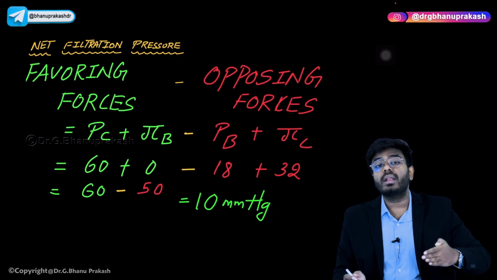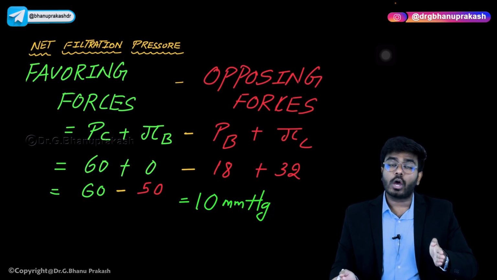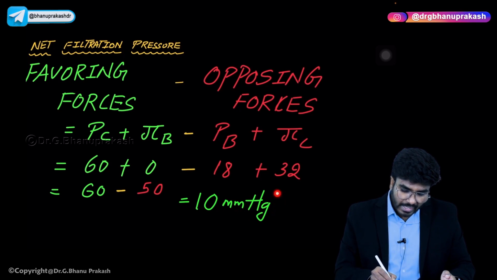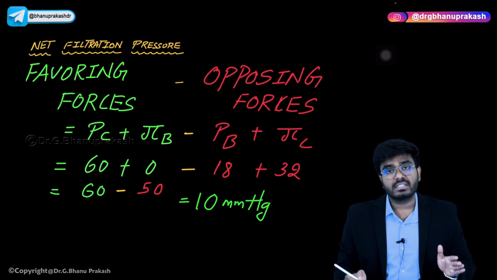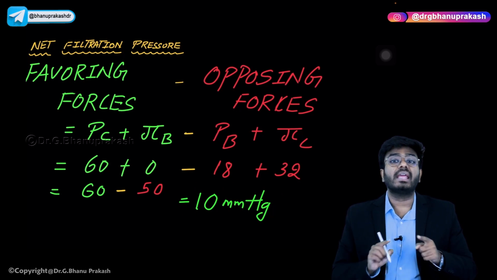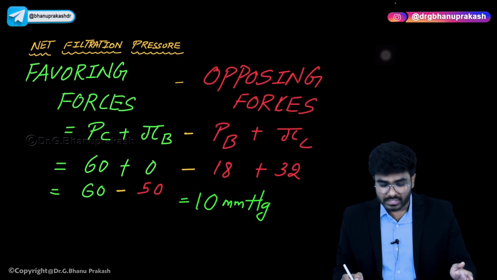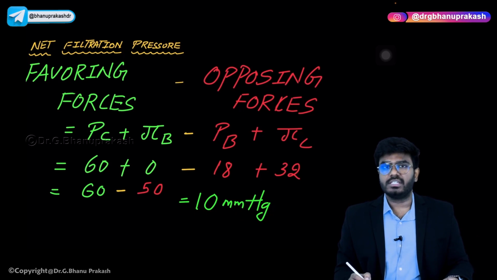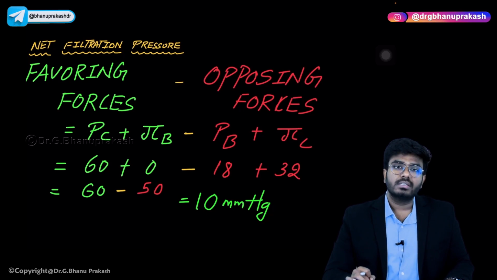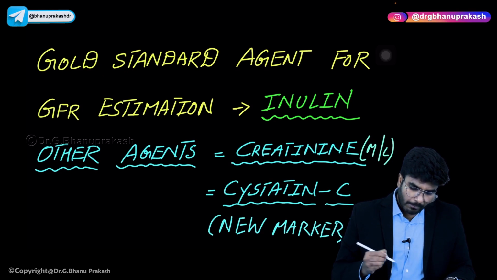Hydrostatic pressure in the glomerular capillary is more when compared to the opposing forces. So how much more? More than 10 mm Hg. So now filtration will happen or not? Yes, filtration is happening in you and in me and in everyone. Glomerular filtration is happening with a pressure difference of 10 mm Hg. Okay, so this is filtration. Now let's see what are the markers.